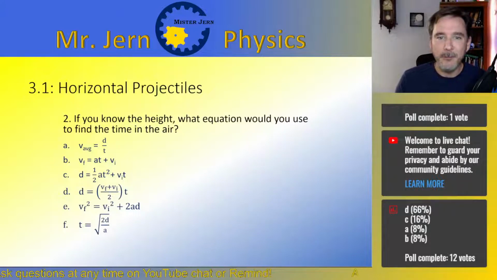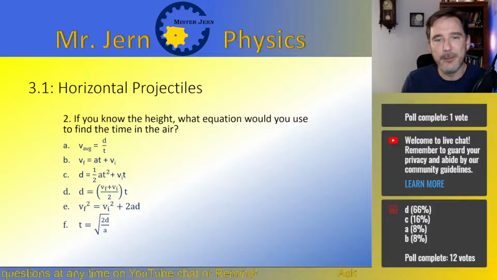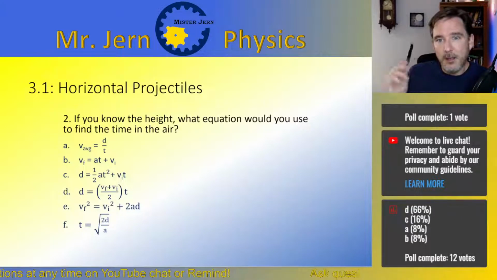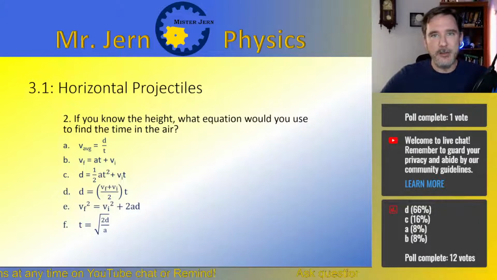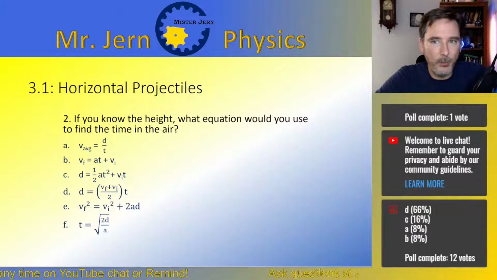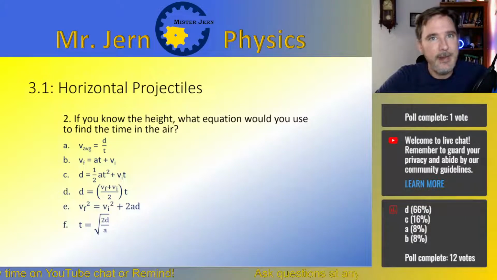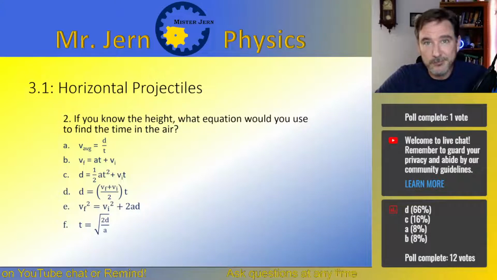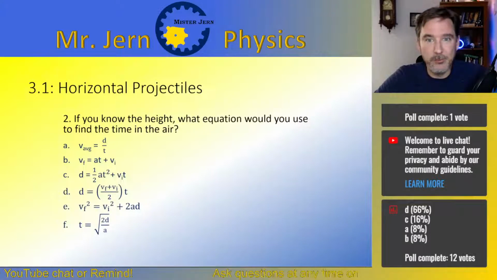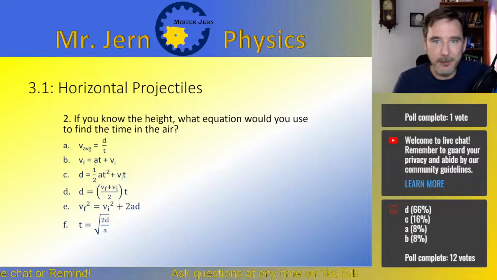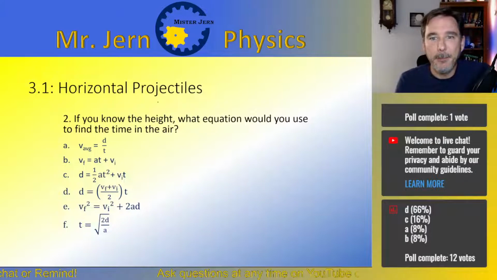So this one, the pole doesn't go up to F, it only goes up to D. So I was going to have to do this the old fashioned way, I guess. If you know the height, so these equations are directly from the equation sheet, right? And if you know the height, what equation would you use to find the time in the air? So you know the height. Which equation would you use to find the time in the air? And I can't do the poll, so if you don't want to answer, you don't have to, of course. But you know the height.